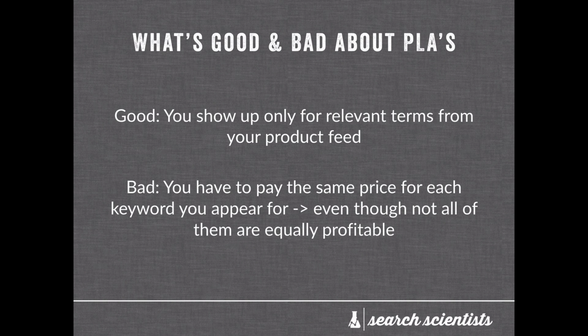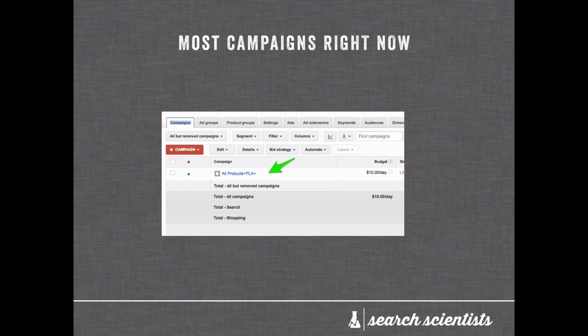Now, like I mentioned, it's good that you only show up for relevant terms from your product feed, but it's bad because just because terms are relevant doesn't mean they all convert the same, and you can't bid optimize for certain terms, even though not all terms are equally profitable. Most campaigns right now will have an all products PLA type thing, and maybe they segment it out by brand at the ad group level or even at the campaign level, and that's fine.